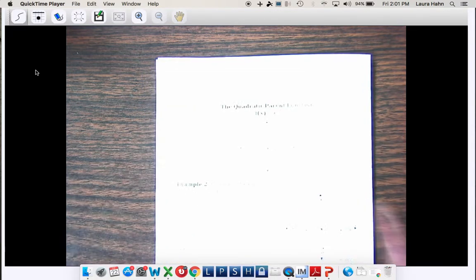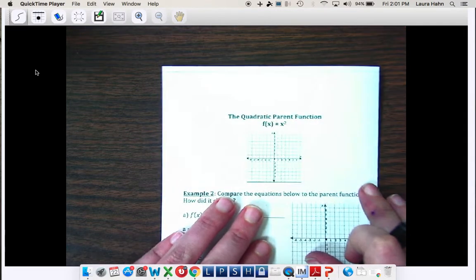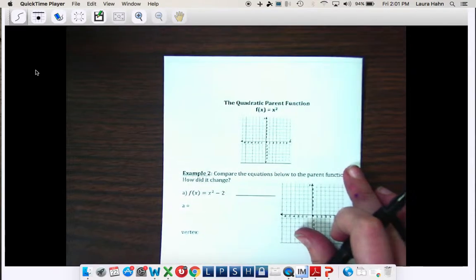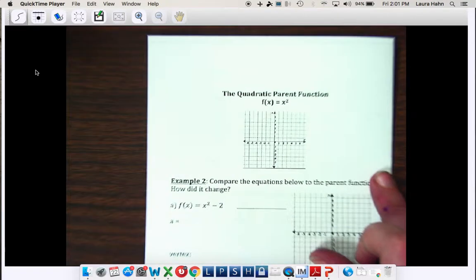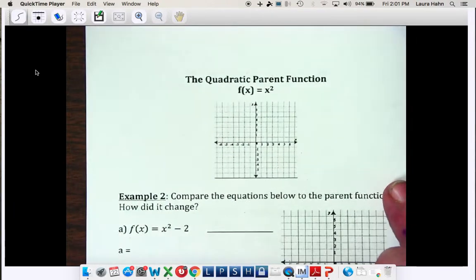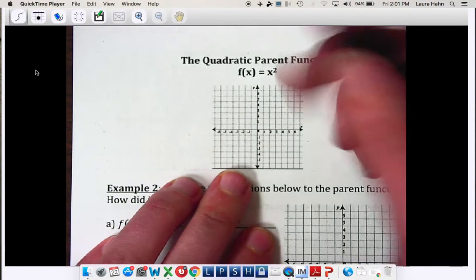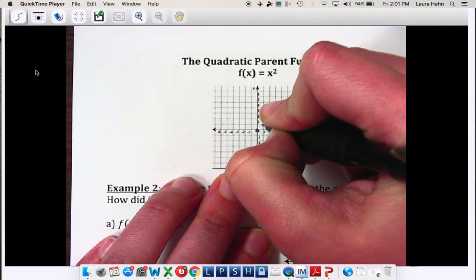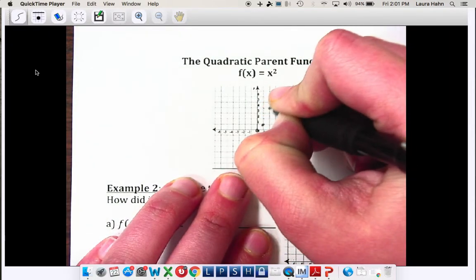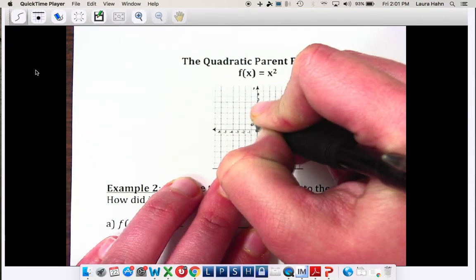Example 2. All right, so I'm going to quickly sketch my parent function again just because we compare everything to it. So I know my vertex is at the origin. I know it goes up 1 over 1, up 3 over 1, and I mirror it across.